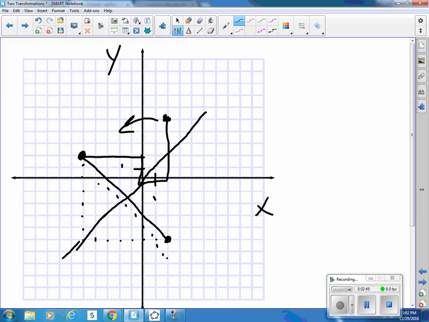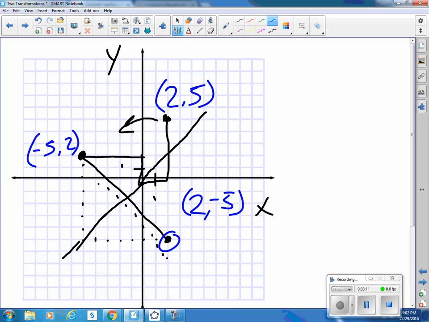Okay, so the location of this point right here is (2, negative 5). So we started out at (2, 5), and we ended up at (2, negative 5) after two transformations. This one right here is (negative 5, 2). So these particular transformations keep the same distance from the origin; that is one unique thing about them.